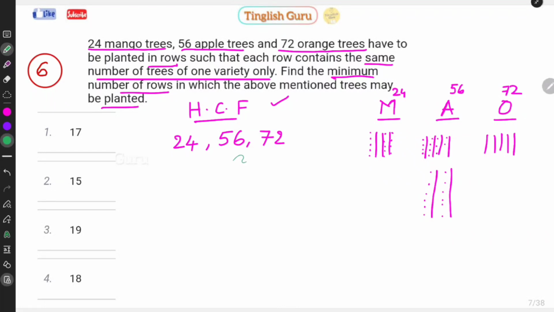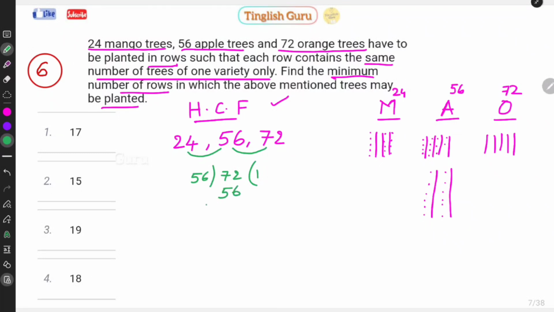The simple way to find the HCF is to take the two nearest numbers. So 56 and 72 are the nearest numbers because the difference between them is very less compared to the difference between 24 and 56. So find the HCF of 56 and 72, then you will get the HCF easily. So this is how we find the HCF.